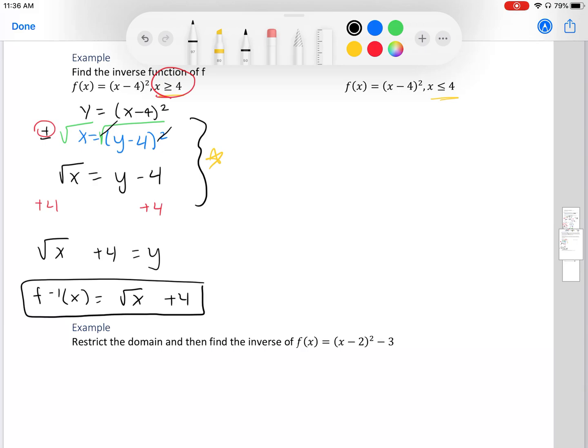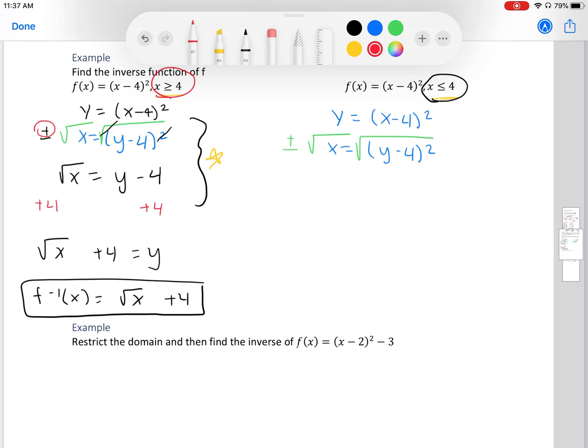Let's do the same thing, but now we want those that are less than 4. We want the negative option. So let's go ahead and find the inverse. Let's change that f of x to a y so that I have y is equal to x minus 4 squared. Let's swap our x's and y's so that I have x is equal to y minus 4 squared. Let's get y by itself. So let's undo that square by applying the square root.